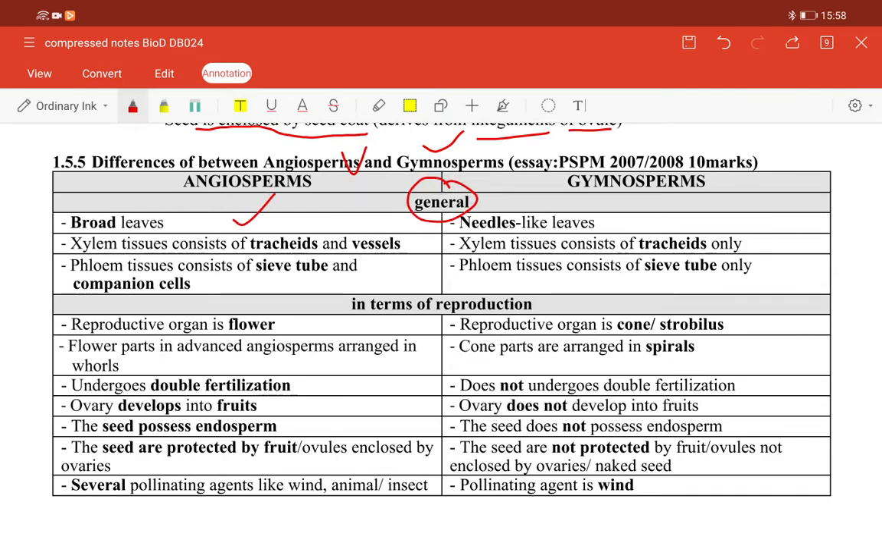leaf untuk Angiosperm is broader, lebih luas. Manakala untuk Gymnosperm, dia punya leaves adalah needles. Macam bentuk yang tadi tu kan, Coniferophyta tadi tu, dia adalah needle-like structure. While for the Angiosperm, dia punya xylem tissue consists of both tracheids and vessel. For Gymnosperm, it only consists of tracheids sahaja. For the phloem pula, sieve tube ada companion cell. Dua-dua ada untuk Angiosperm. Untuk Gymnosperm, dia hanya ada sieve tube sahaja.